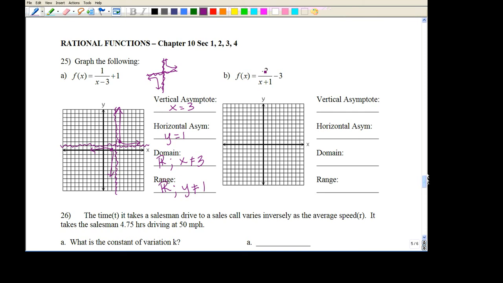Okay, and then for the next one, here we went to the left 1, we went down 3, but we also got reflected over the x-axis and stretched by 2. So then our vertical asymptote, so we went to the left 1, is going to be at x equals negative 1. Our horizontal asymptote is at y equals, because we went down 3, it's at negative 3. Our domain will be all real numbers except for x cannot be equal to negative 1. And then the range will be all real numbers except for that y cannot be equal to negative 3.